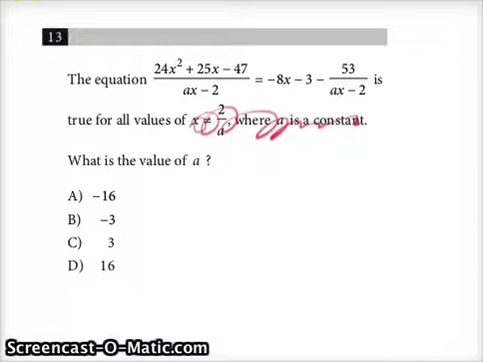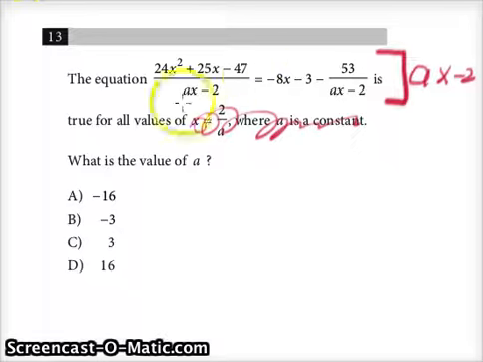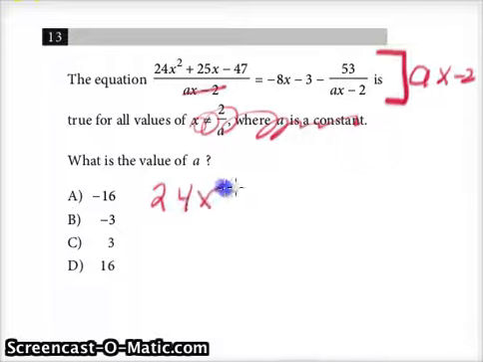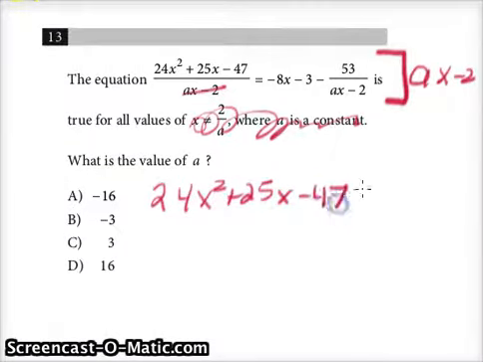That's a good question. Well, one thing we could do is multiply both sides of the equation by the common denominator, which is ax minus 2. When I multiply the left side by ax minus 2, they wipe out, and I get 24x squared plus 25x minus 47.